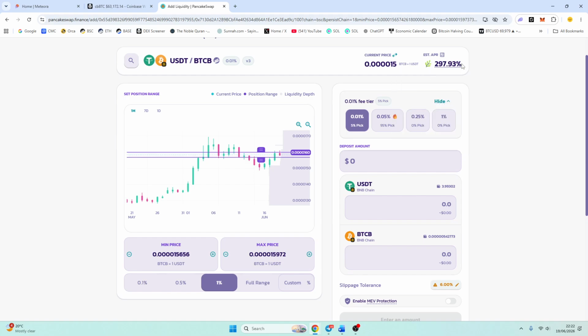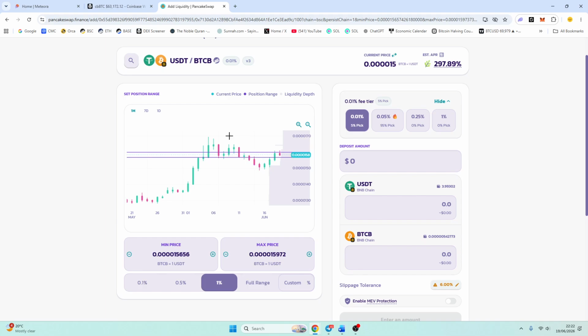You can see here my APY has just gone massive because you basically leverage your money. So my $100 or $1,000 is going to act like it's $100,000 on this range, or $50,000. If you put $1,000 on a 1% range, it acts like it's $50,000 in terms of the fees it generates. So you can do really well.